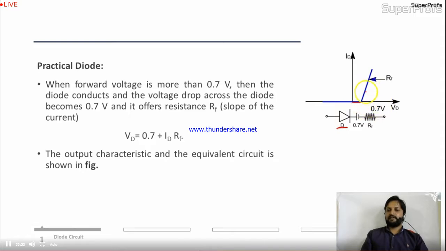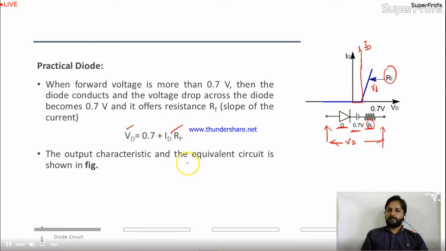After 0.7 it's working, but the characteristic is not like a vertical line. Why? Because that is the case in the ideal diode, but in actual practice we are getting some resistance offered by the diode. So this is the resistance, and resistance offered by the diode is applied voltage divided by current. Is it okay? So if you write the equation, VD is nothing but 0.7 plus RF into ID.